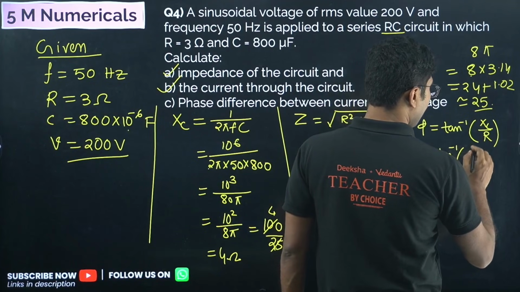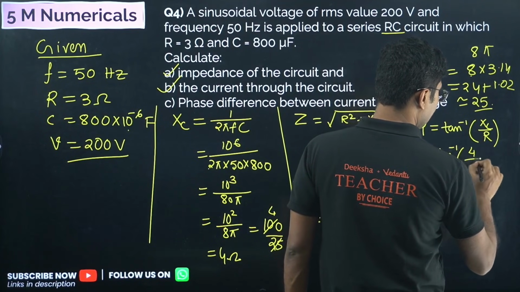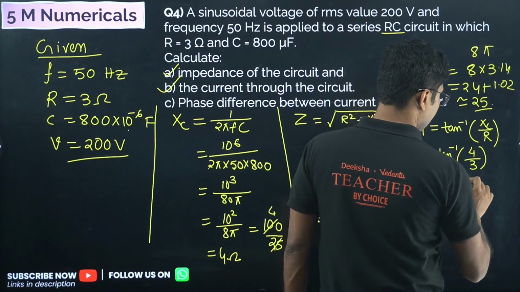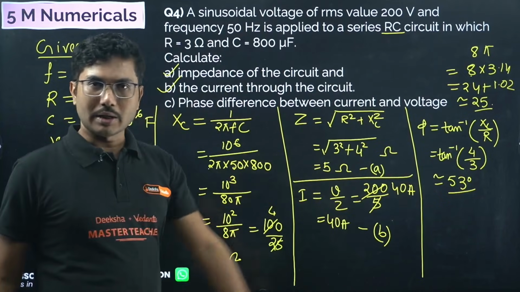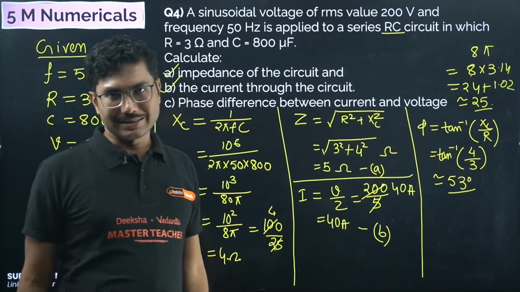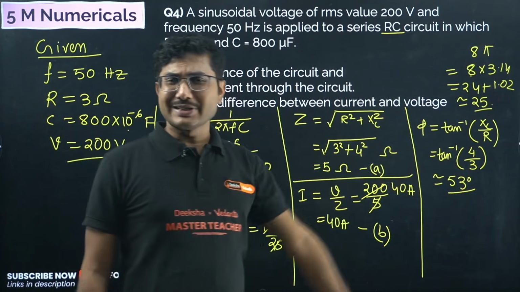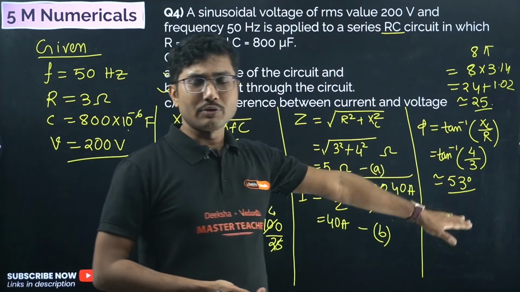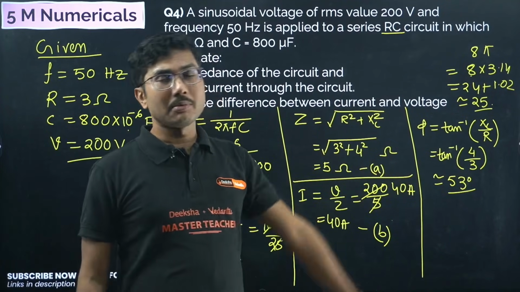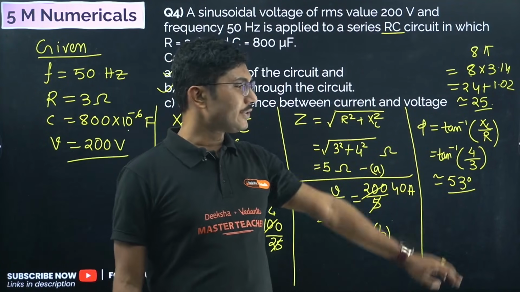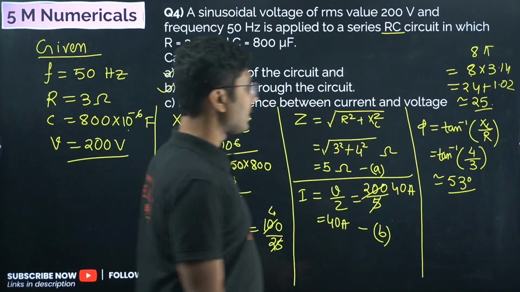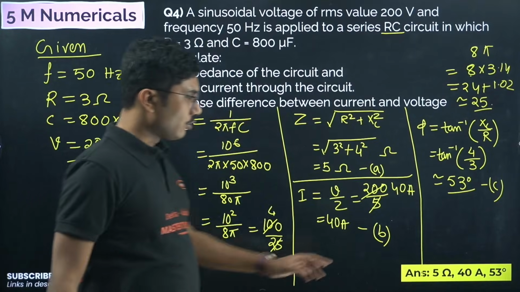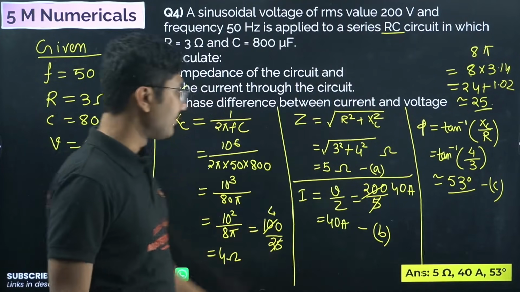Tan inverse 4 by 3, which will be, I think, equal to 53 degrees. Again, if you remember it, you can put it. If you don't know it, you can keep it as it is. This is one of the semi-standard angles which is important for JEE exams, so that's why students tend to remember this value. If you don't remember it, that is also fine. 4/3 is a 53-degree angle. So this is your answer for C. So all the answers are done: 5 ohm, 40 ampere and 53 degrees.